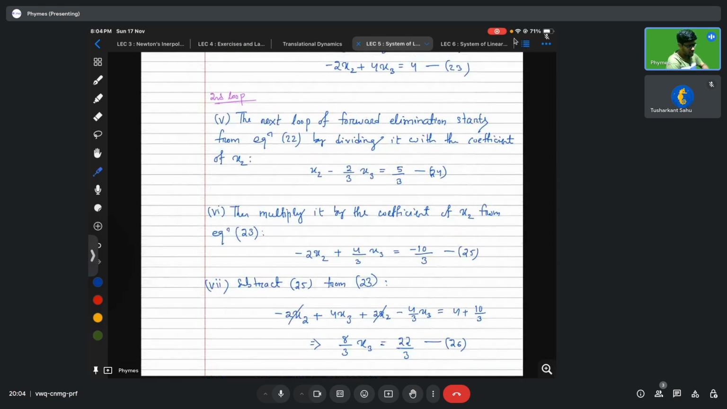So here we are doing that, we are subtracting it, and finally we are done with it, and the value of equation is like this: 8 by 3 x3 is equals to 22 by 3, right?